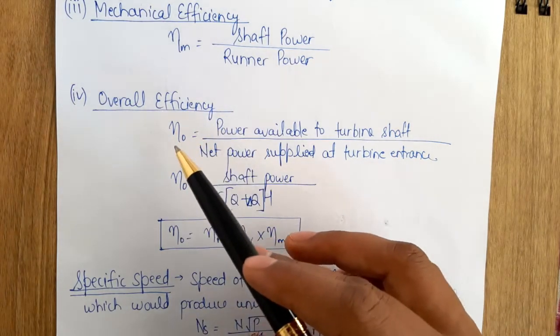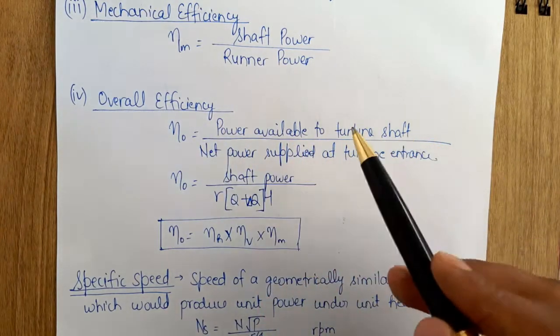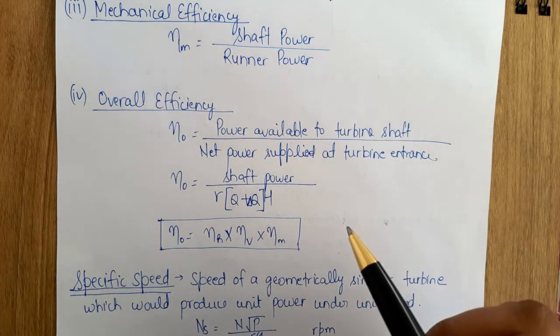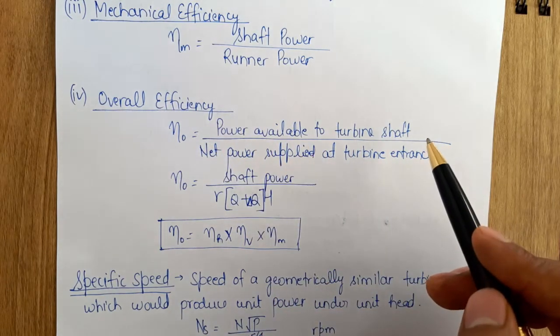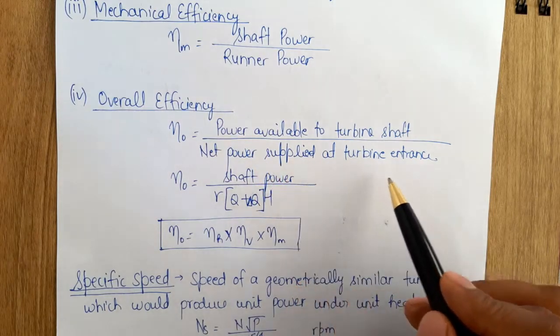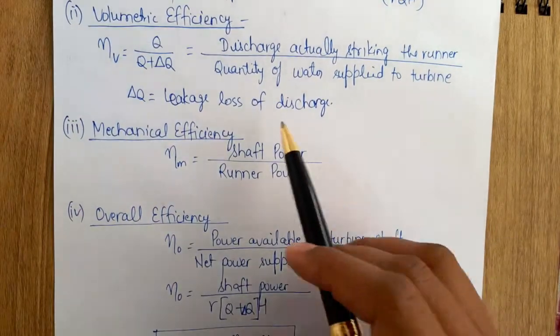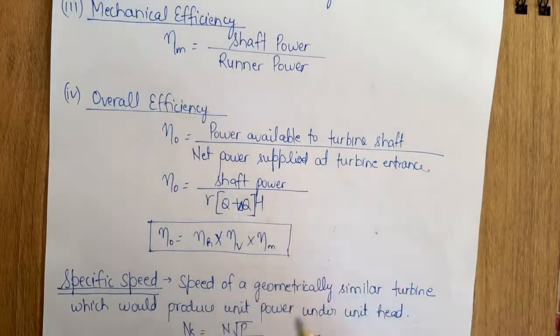Now what is overall efficiency? That is the power available at the turbine shaft. Finally, at the shaft level, we get the power. So overall efficiency is the power available at the turbine shaft upon the net power supplied at the turbine entrance. So from the net power supplied at the turbine entrance to the shaft power, we have the overall efficiency.